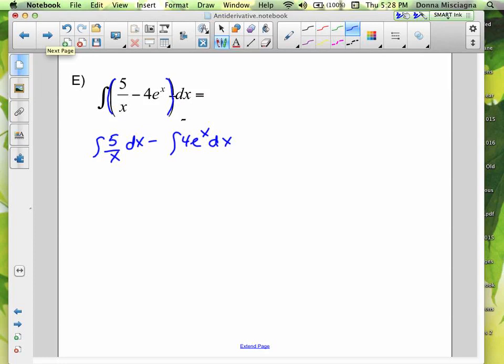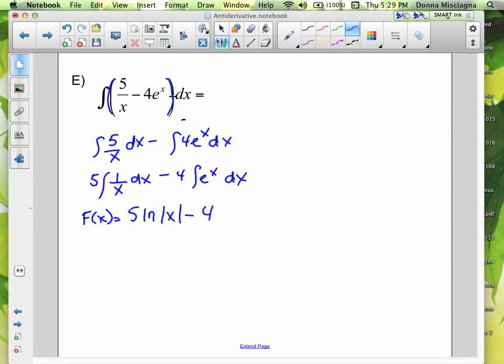I can also factor out the coefficients. So if I factor out the 5, what's left? 1 over x. Which you might not have realized what the integral was going to be until I rewrote it like that. Maybe you did, but maybe you didn't. I could factor out the 4. Okay, so now the antiderivative of 1 over x would be natural log of x. And then times 5, our function would be 5 natural log absolute value of x minus 4e to the x plus our constant. Okay? And that's our answer.